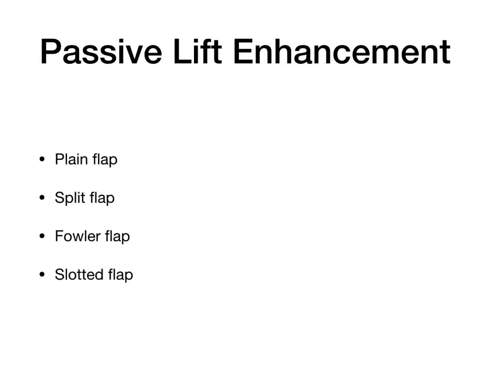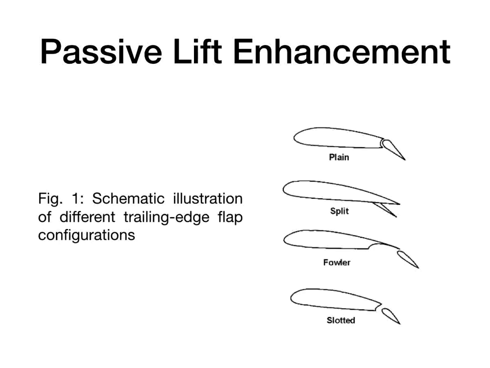The plain flap is simply a deflection of the trailing edge of the airfoil section. This type is most widely used on smaller aircraft. The split flap is similar to the plain flap except that only the bottom half of the airfoil section deflects. The lift produced by a split flap is virtually the same as a plain flap, but the drag is larger.